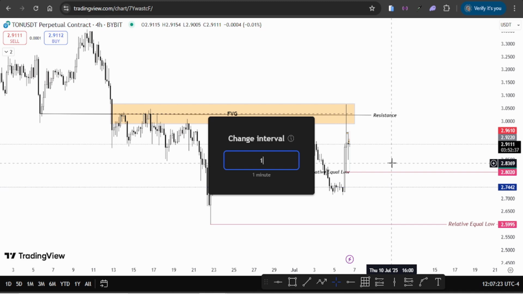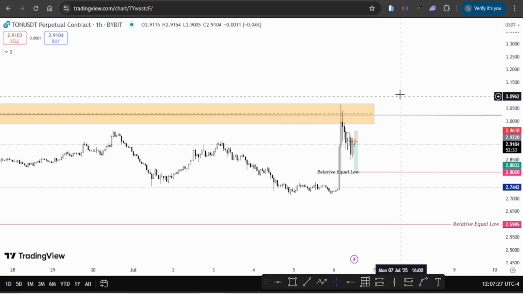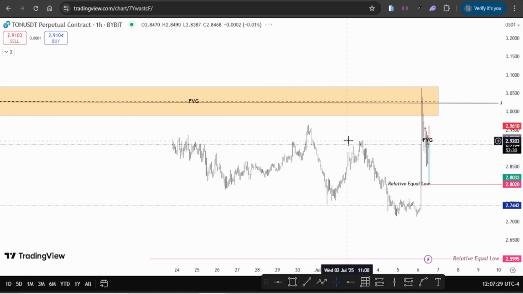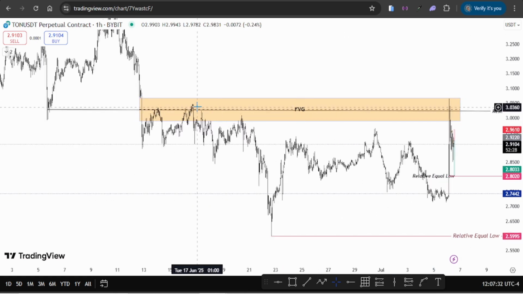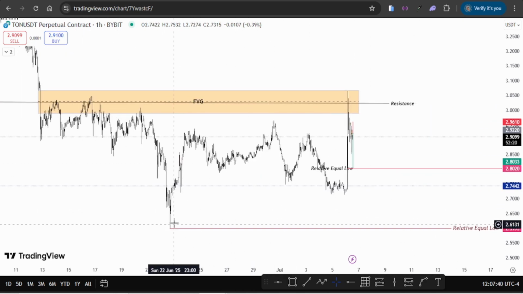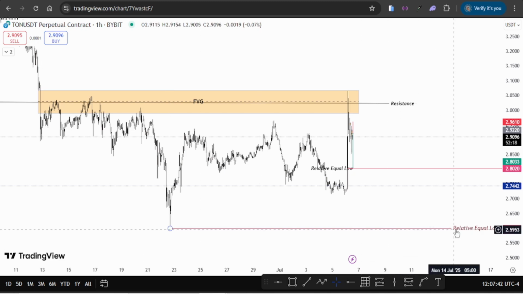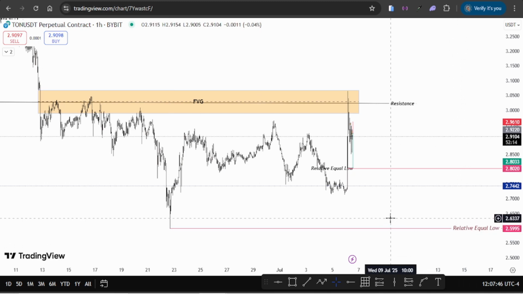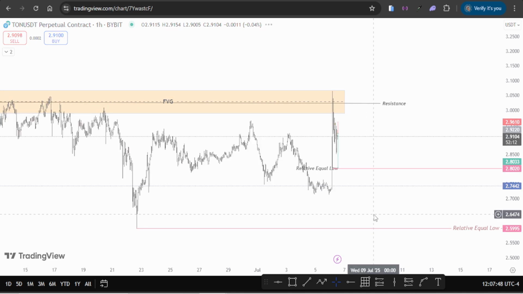So if I should take us to the 1 hour chart, see this as a sweep of liquidity right here, and once there is a liquidity sweep, price is likely to target the sell side liquidity or the extreme liquidity that lies at the edge.